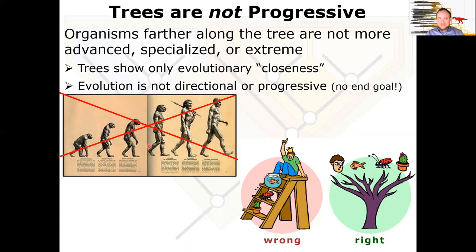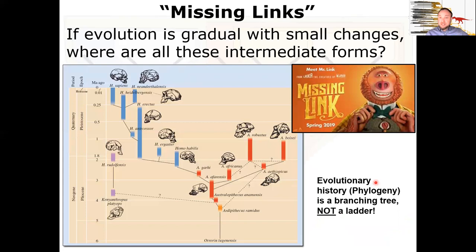This steady progress towards us is wrong. We're not climbing a ladder. We're on a tree. We're on a branch, and our branch is just as important, just as valued, just as special as all of the other branches. So let's look at humans. Let's make ourselves special for a second here.